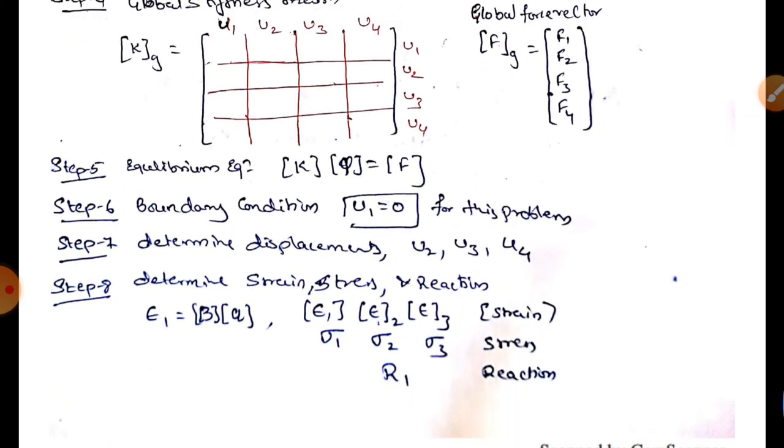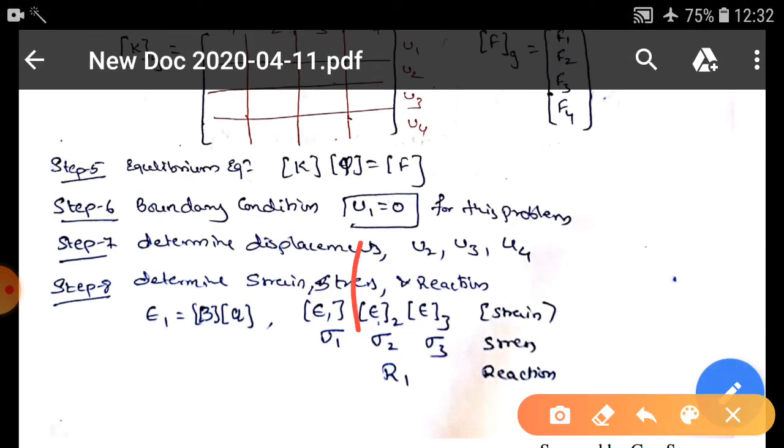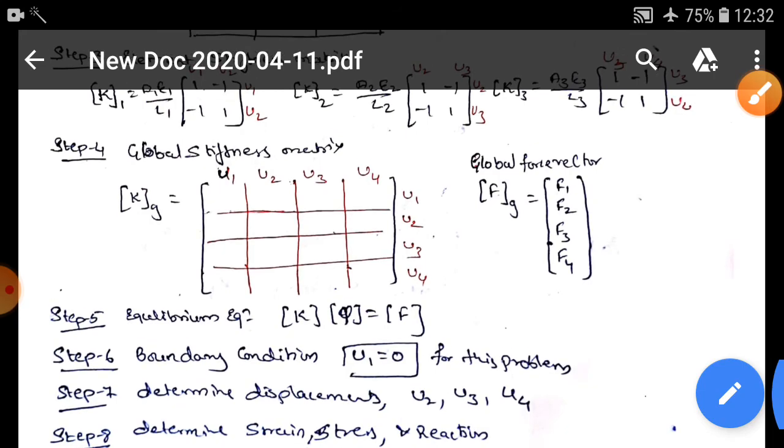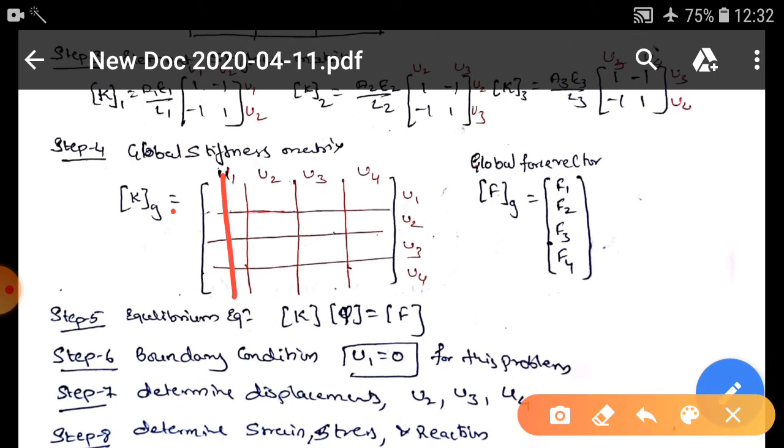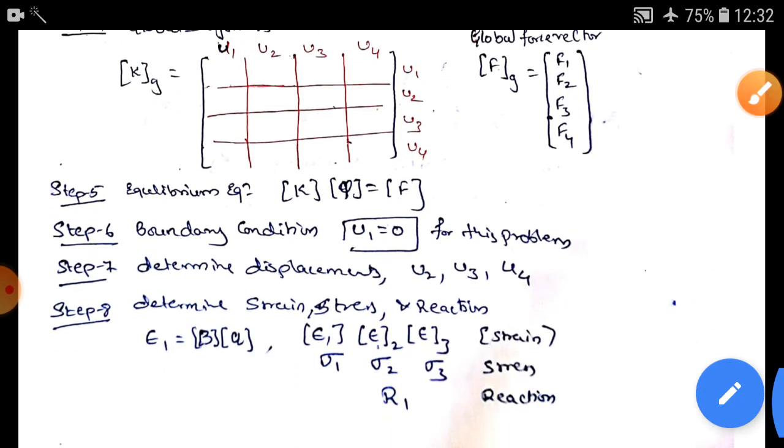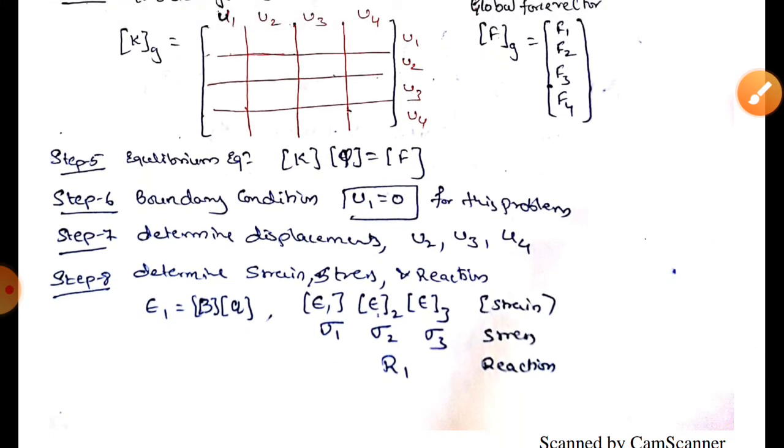After that you just need to write K, and Q will be u1 u2 u3 u4, equal to F. Apply the boundary condition, and this boundary condition is u1 is 0, that is the displacement of node 1 is 0. So after that what will you do? You will eliminate the first row and first column. Then solve for u2 u3 u4. Here a 3 by 3 matrix is what you get.